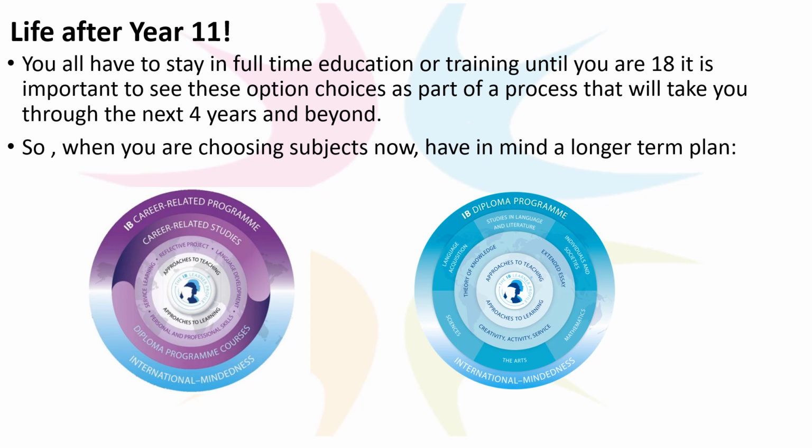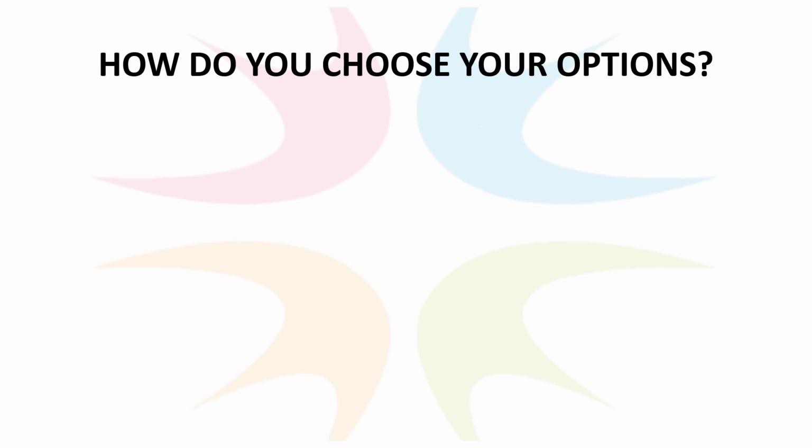The IBDP, the diploma programme, is for the most able students who want to continue with a variety of academic subjects in the 6th form. And this course is for students who want to go to university, particularly to study medicine or law. So how are you going to choose from all of these options?